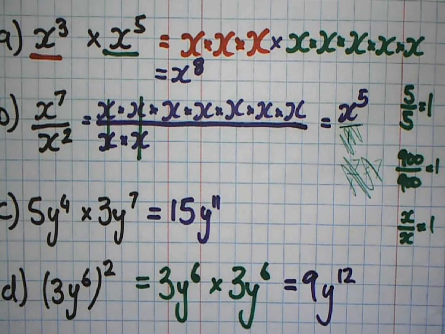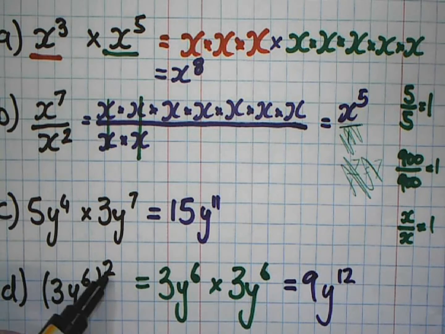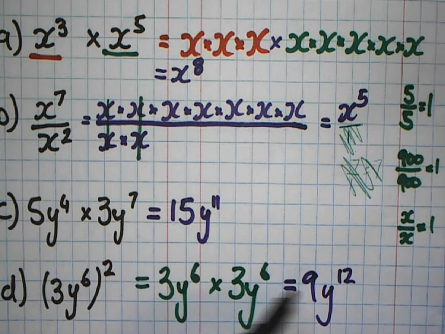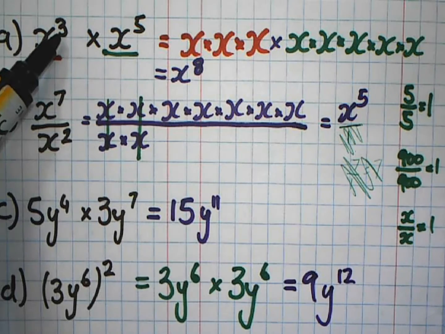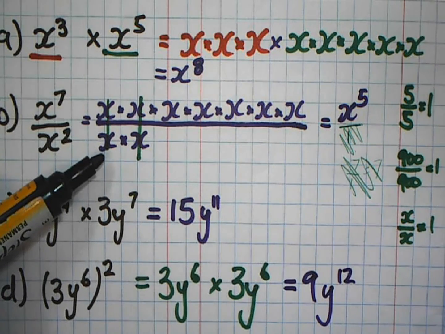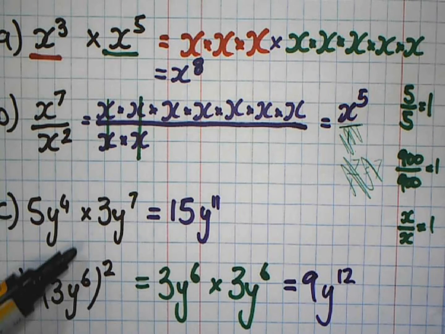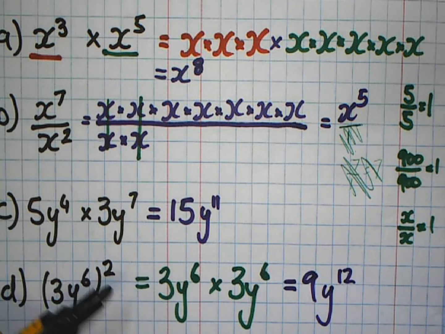So what we can see here is we deal with numbers like we normally deal with numbers. If there is a coefficient in front, we square it. And for this one, 6 and 2 make 12, so 6 times 2 equals 12. So when we're multiplying terms, we add the powers. When we're dividing terms, we subtract the powers. And when it's a power to a power, we multiply.